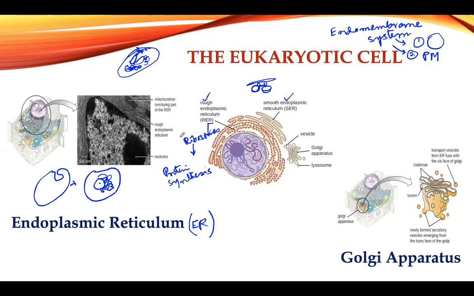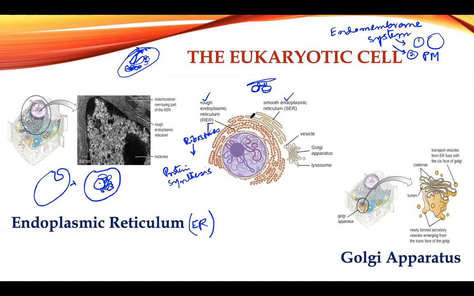So rough endoplasmic reticulum helps in protein synthesis. They carry protein all the way to the Golgi apparatus. Basically, when the ribosome makes the protein, that protein needs to be transported all the way to the Golgi apparatus, because this is the processing center of the protein. So from here to here, this endoplasmic reticulum actually carries all this protein. So the rough ER helps in protein synthesis.